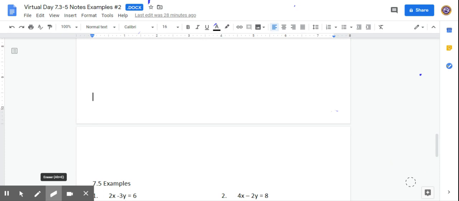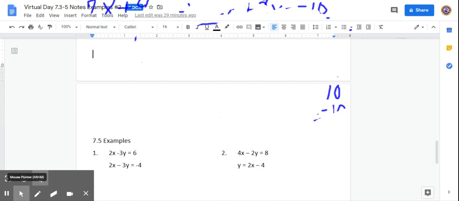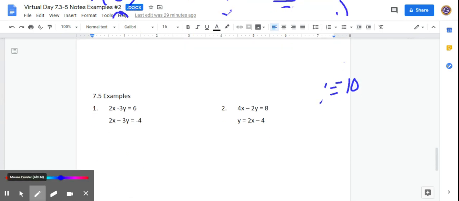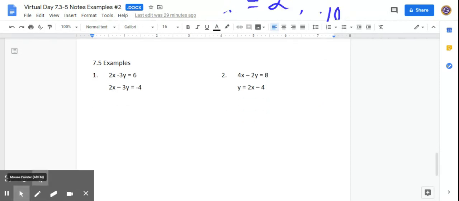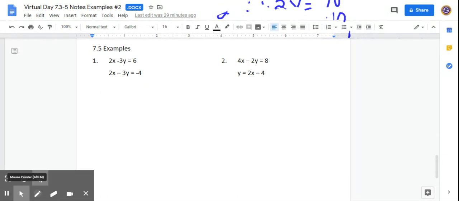All right, 7.5 is the same as 7.3 and 7.4 combined. But let's see what's going to happen here. Watch what happens when we go to solve. First we're going to choose a variable to eliminate. Well, the x's have the same number and the y's have the same number. So it doesn't matter which one we choose.